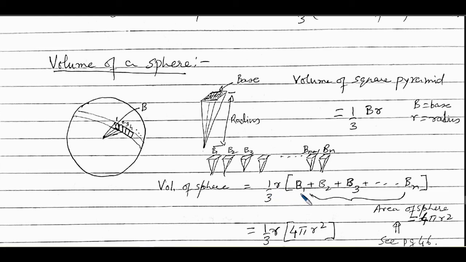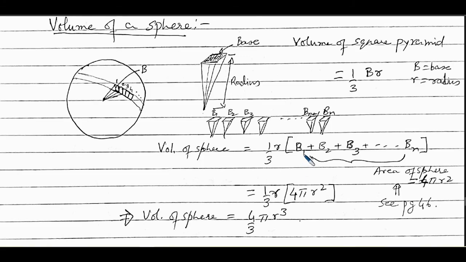Say n such blocks you have taken, so bn. So you will have this is the base. If all over, this will be the area of a sphere. If you add all the bases, you will cover the whole area of the sphere. So area of a sphere is 4 pi r square.